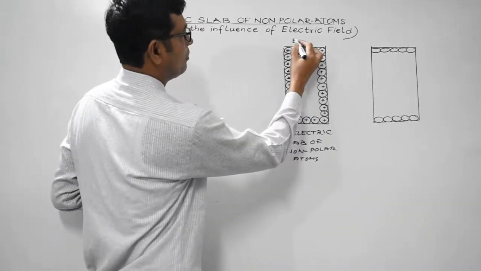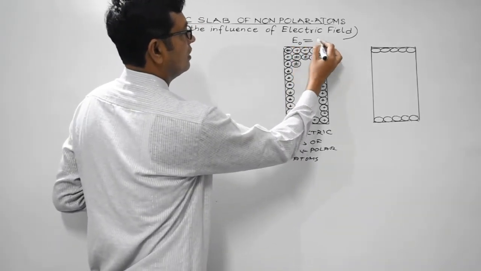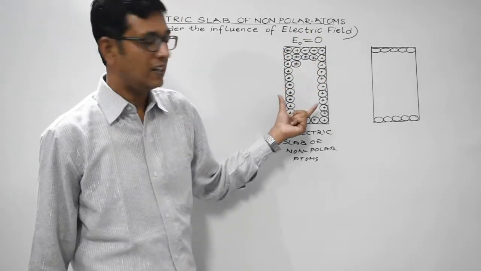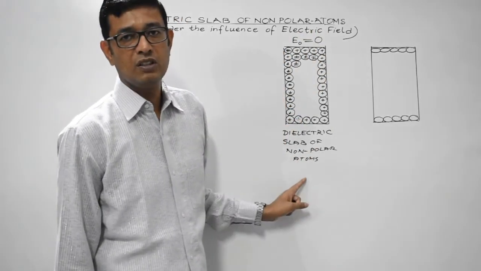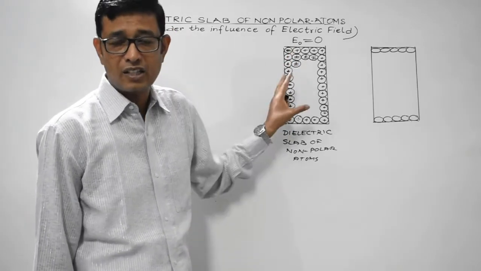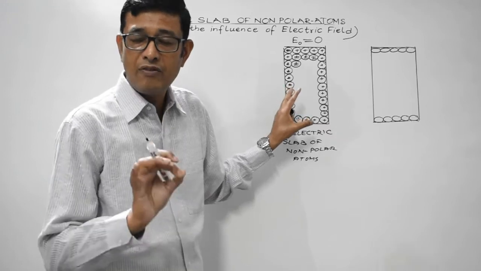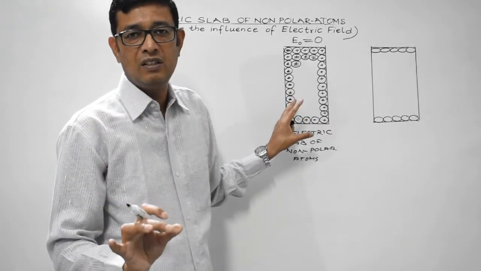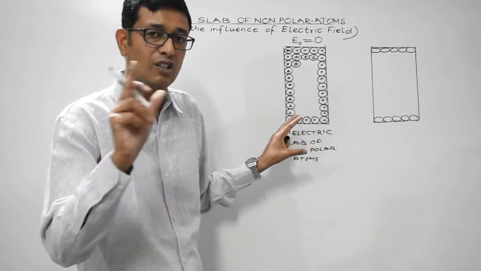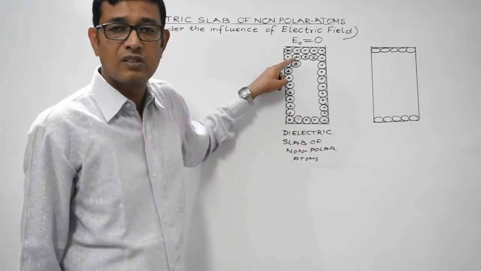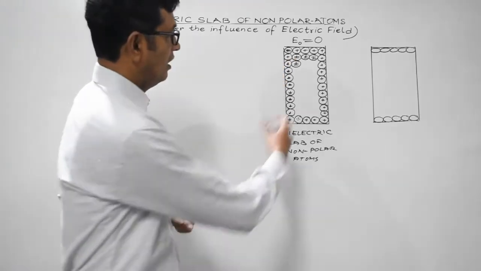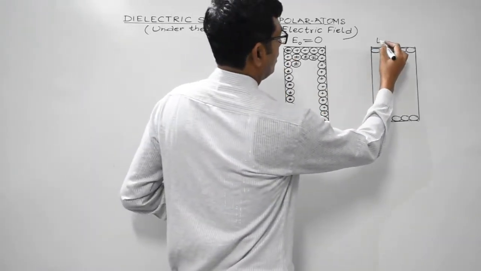Here the applied field is absent. So this is a dielectric slab of non-polar atoms in the absence of any external electric field. Each atom will have zero dipole moment. Each atom will have symmetric charge distribution, as a result of which the Cg of the positive charge and the Cg of the negative charge coincides. Right?